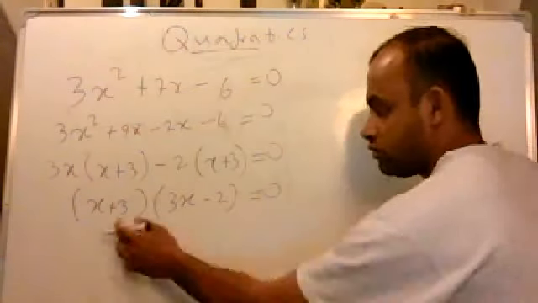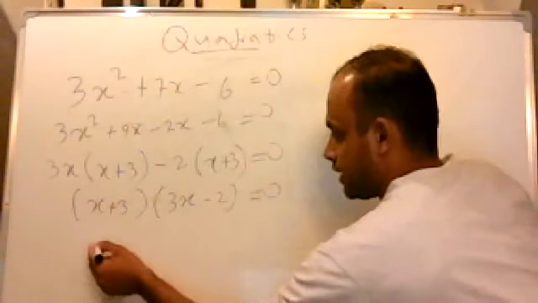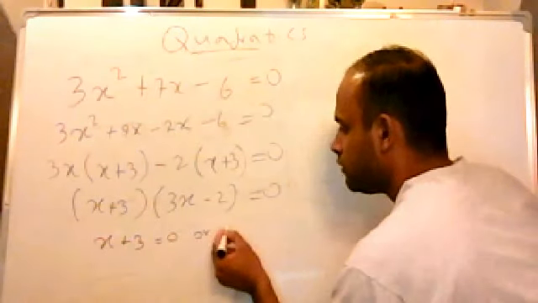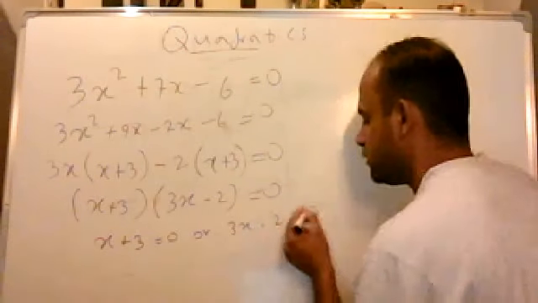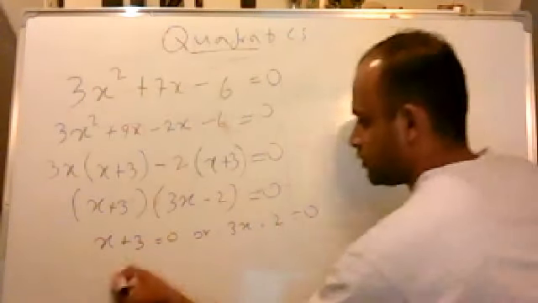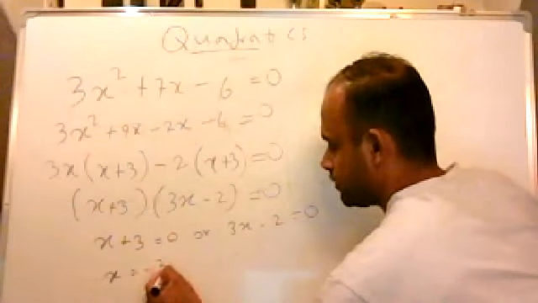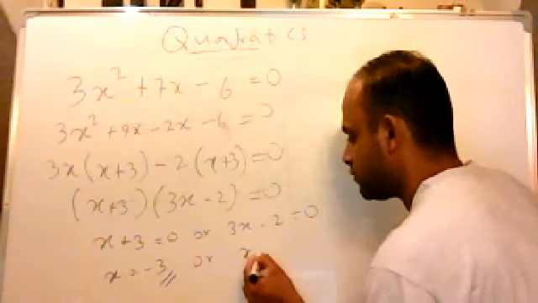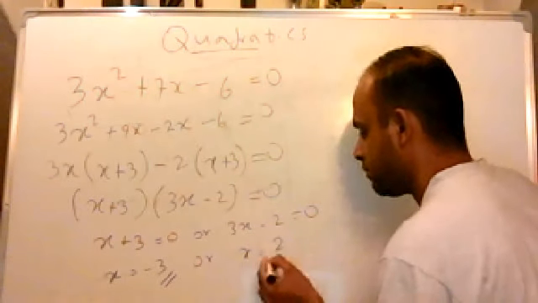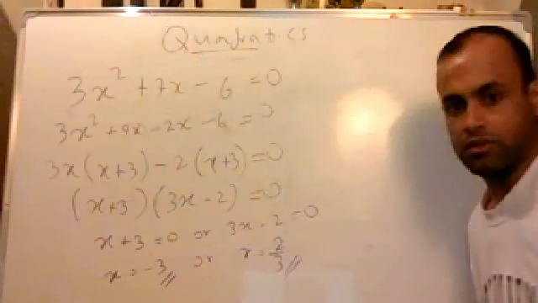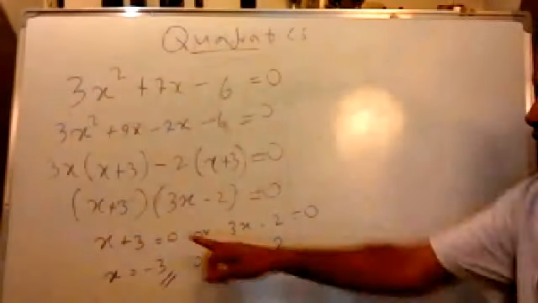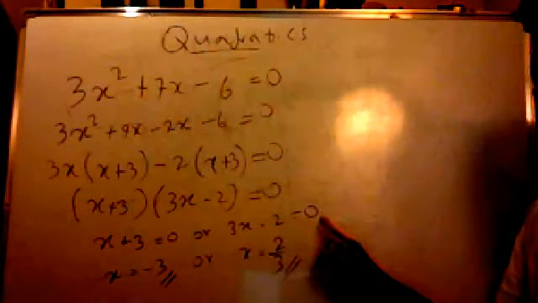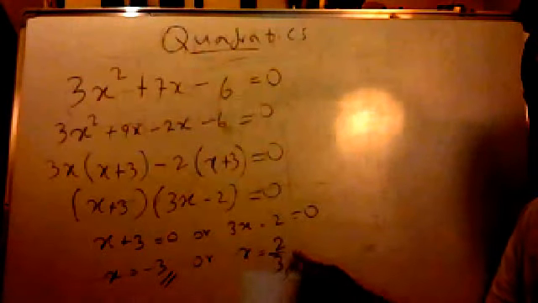So now two brackets multiply to 0, which means x plus 3 equals 0, or 3x minus 2 equals 0. This gives you x equals minus 3, that's an answer, or x equals, take the 2 to the other side and divide by 3, x equals 2 over 3. So x plus 3 equals 0 gives you x equals minus 3, or 3x minus 2 equals 0 gives you x equals 2 over 3.